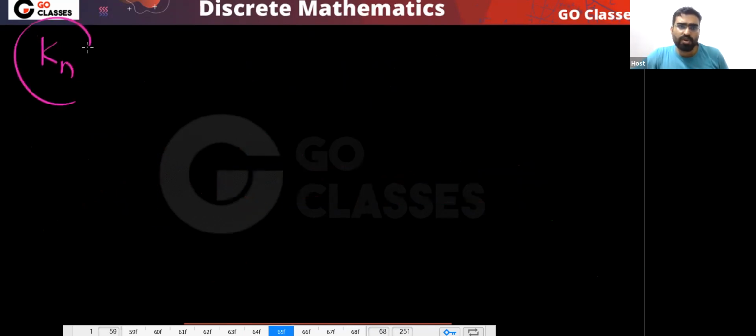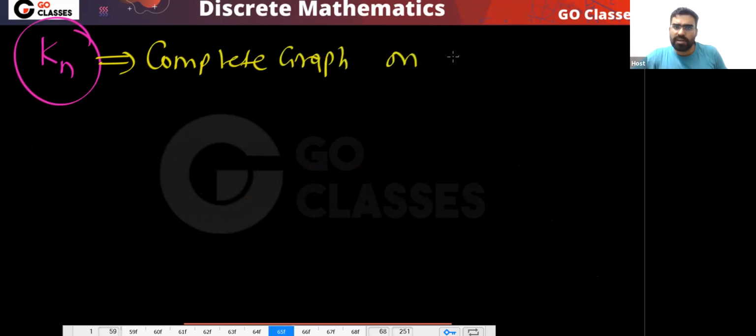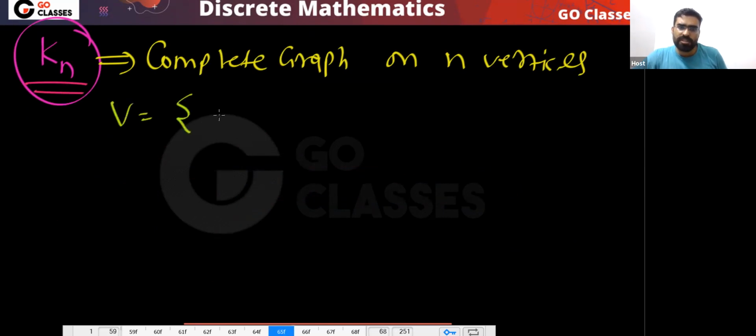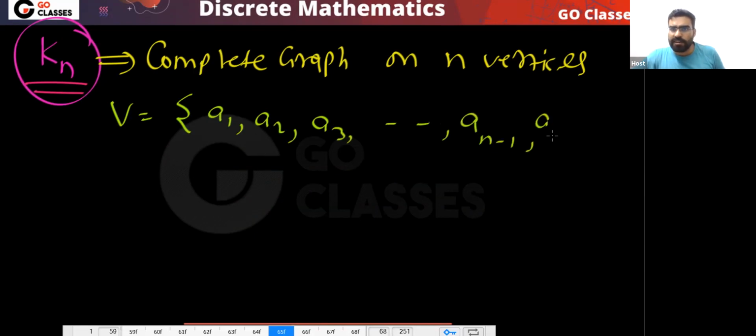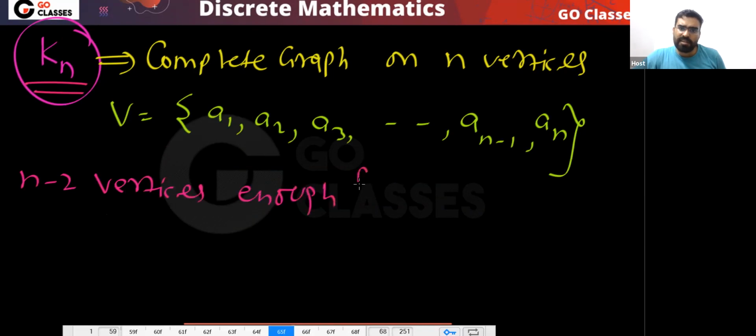So remember, for Kn, this is your complete graph on n vertices. Here, the minimum vertex cover needs n minus 1 vertices. Can I say n minus 2 is enough? Let's assume these are the vertices A1, A2, A3, up to A(n minus 1) and An. Can I say n minus 2 vertices are enough?